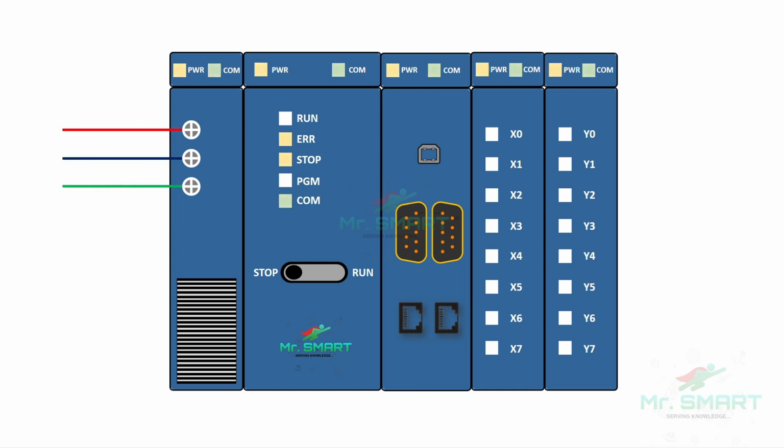PLCs are the brain of modern industrial automation systems. They make precise and fast decisions based on programs they are fed with to control automation processes. In our previous video, we explained PLC and its components in detail. Please do watch if you have not watched.